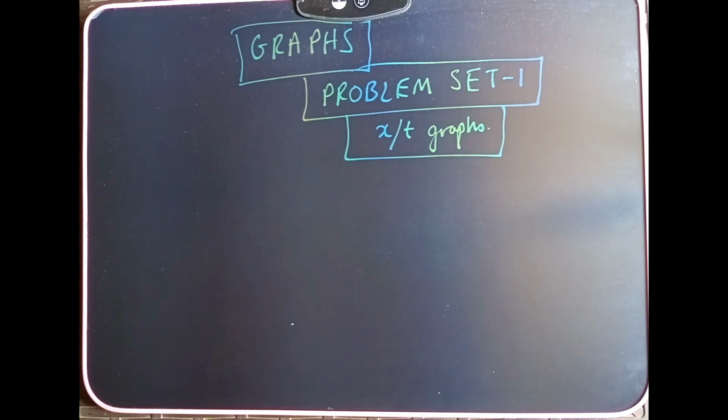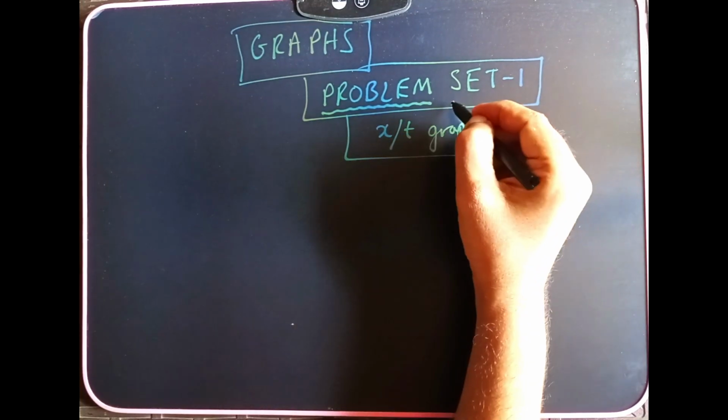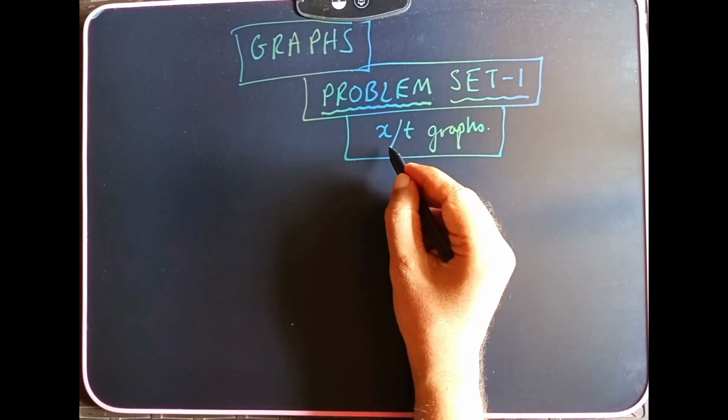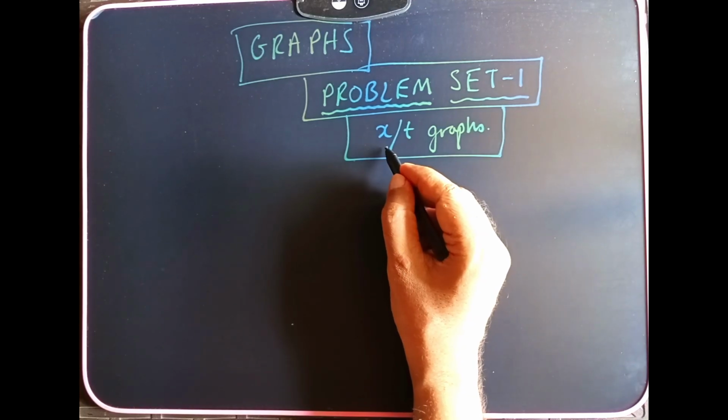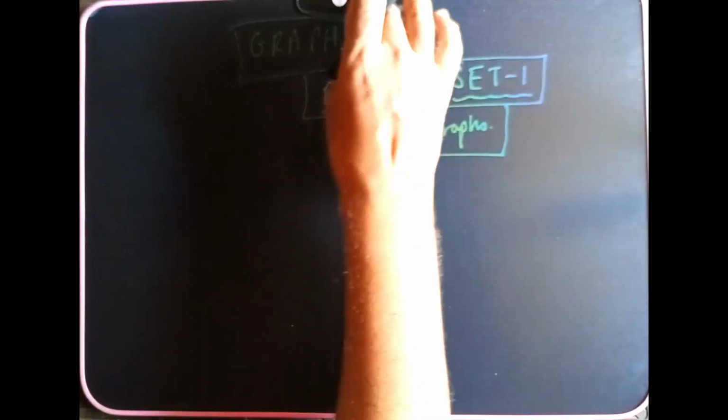Today we are going to discuss problems. We are going to see problem set 1. This will cover most of the problems related to the displacement time graph. So let's begin with the first problem.